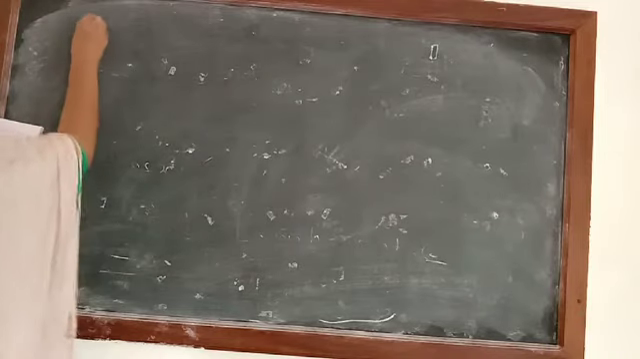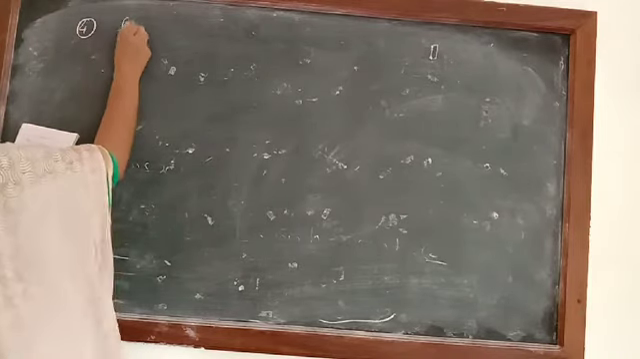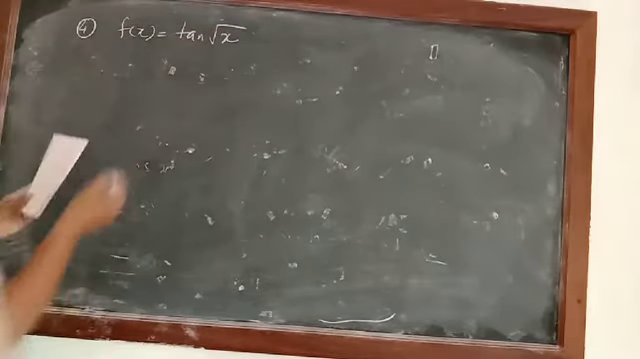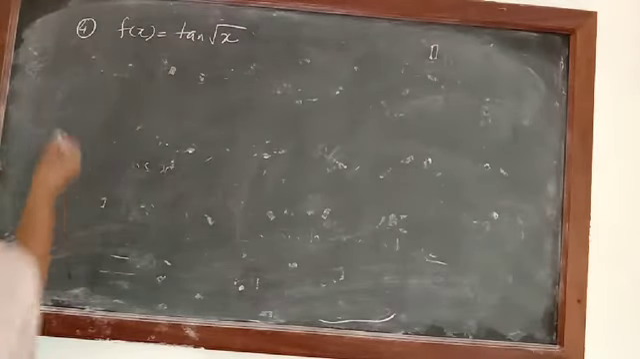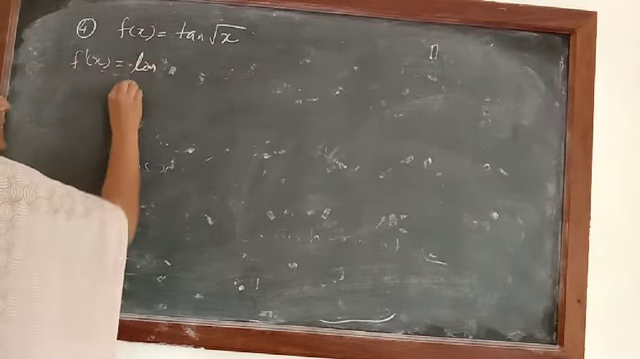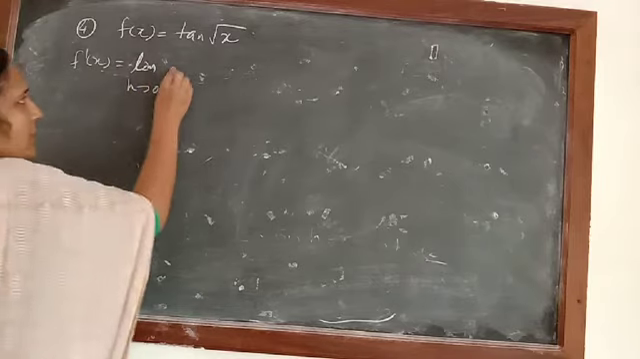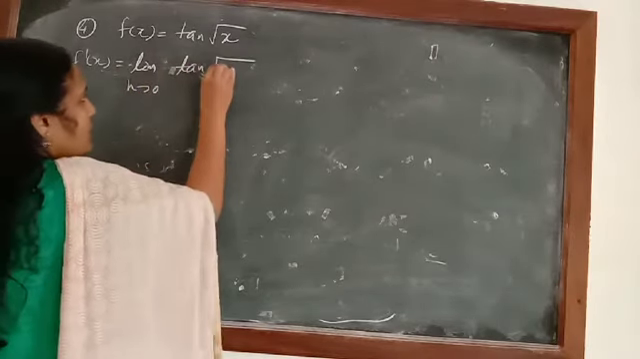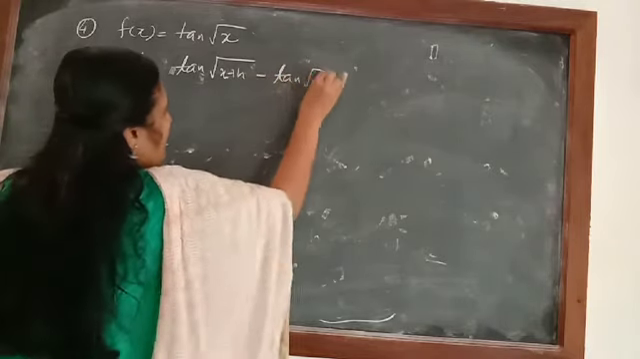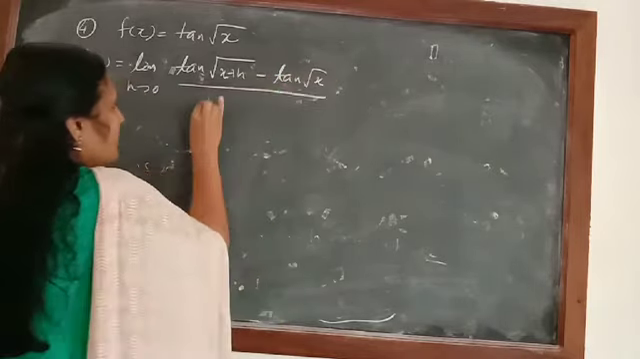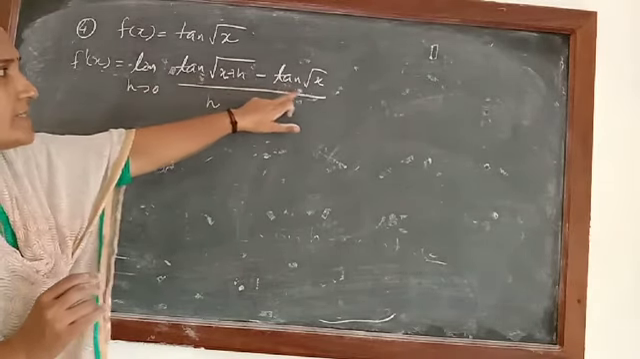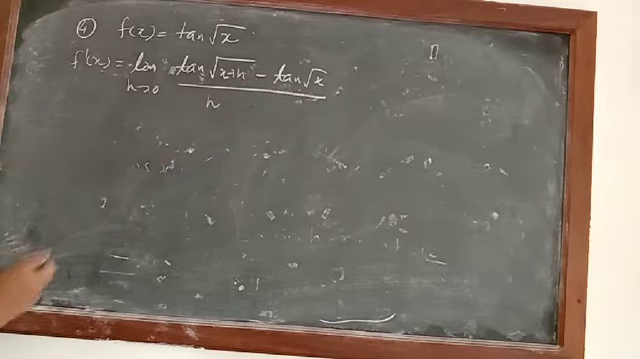Fourth question is tan root x. So just write down there, f of x is equal to tan root x. Okay. Now f dash of x is equal to, shall I write directly there? Okay. Limit h tends to 0 tan root x plus h minus tan root x whole divided by h. Correct? Tan root x plus h minus tan root x whole divided by h.